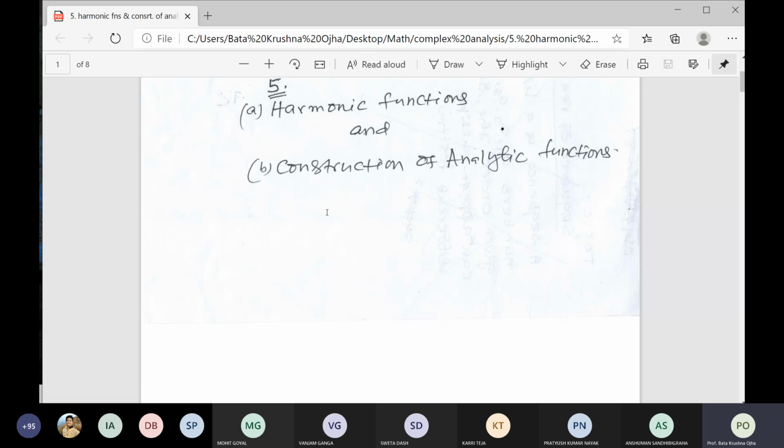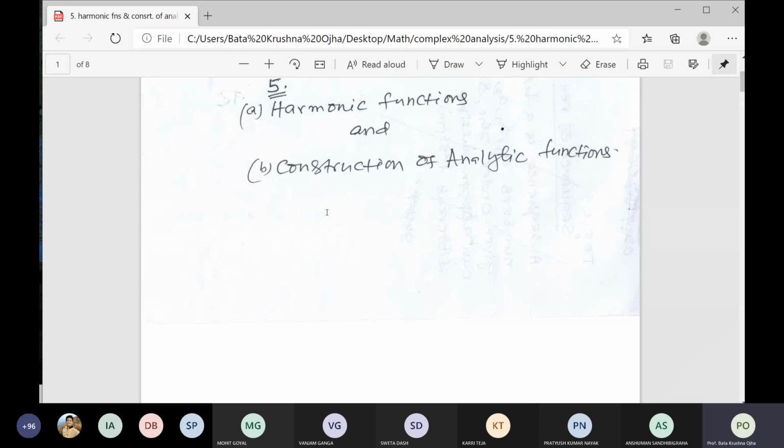So using analyticity of the functions, today I discuss about another function that is called harmonic functions. And then how will you construct analytic functions if real or imaginary part of the analytic function is given. Real and imaginary, either u or v is given. So from here you can get two questions, that is examine the harmonic functions, and second may be construction of analytic functions if real or imaginary part of the function f(z) is given.